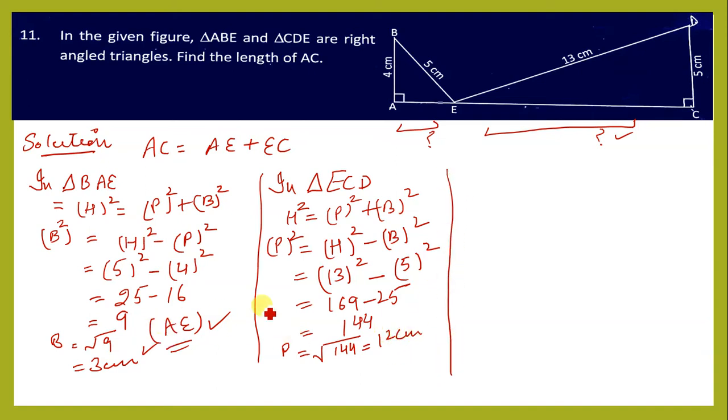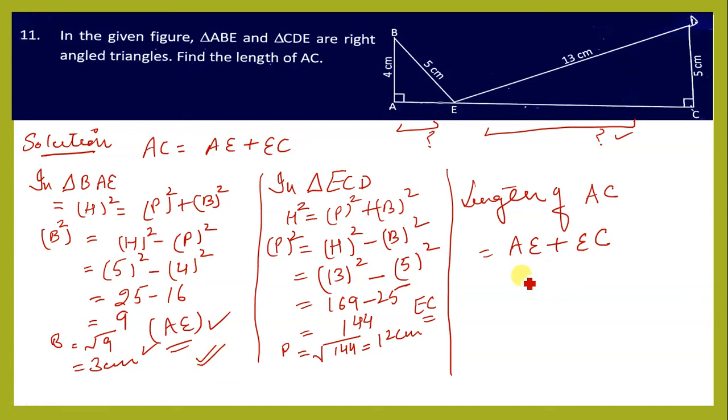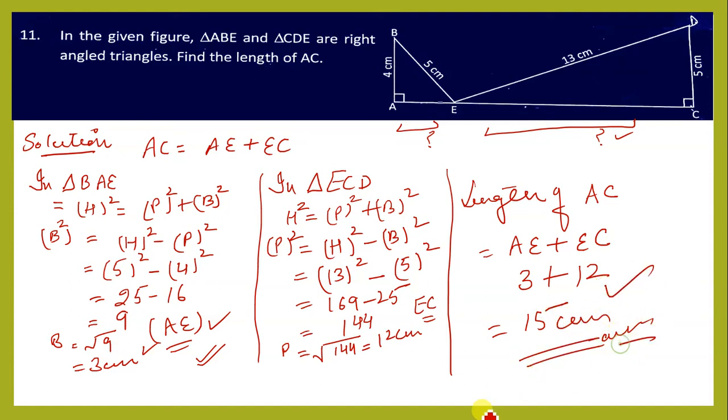Now that is your EC. So you have to find the length of AC, which consists of AE plus EC. AE we got 3 centimeter and EC we got 12. So the length of this will come 15 centimeter as an answer. Clear?